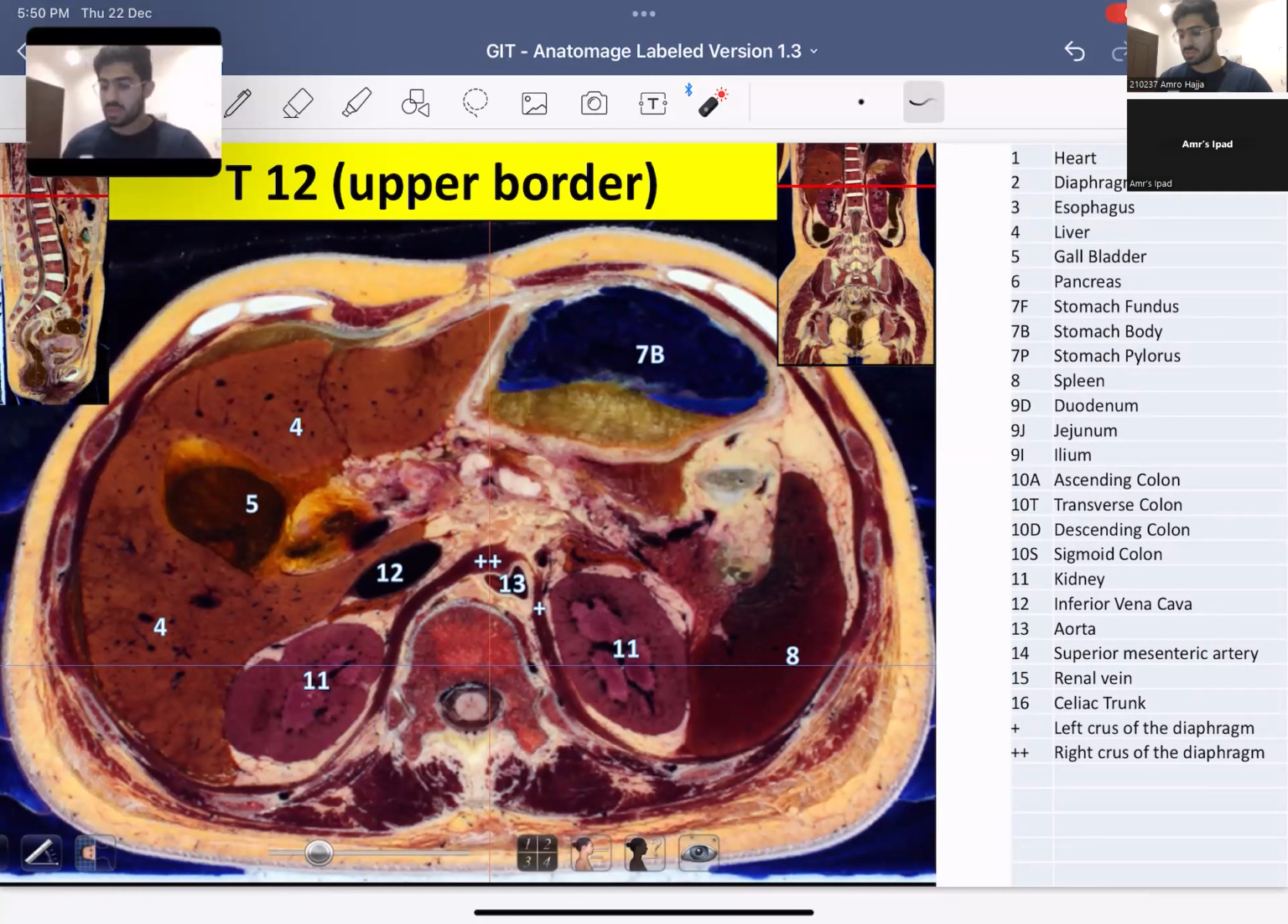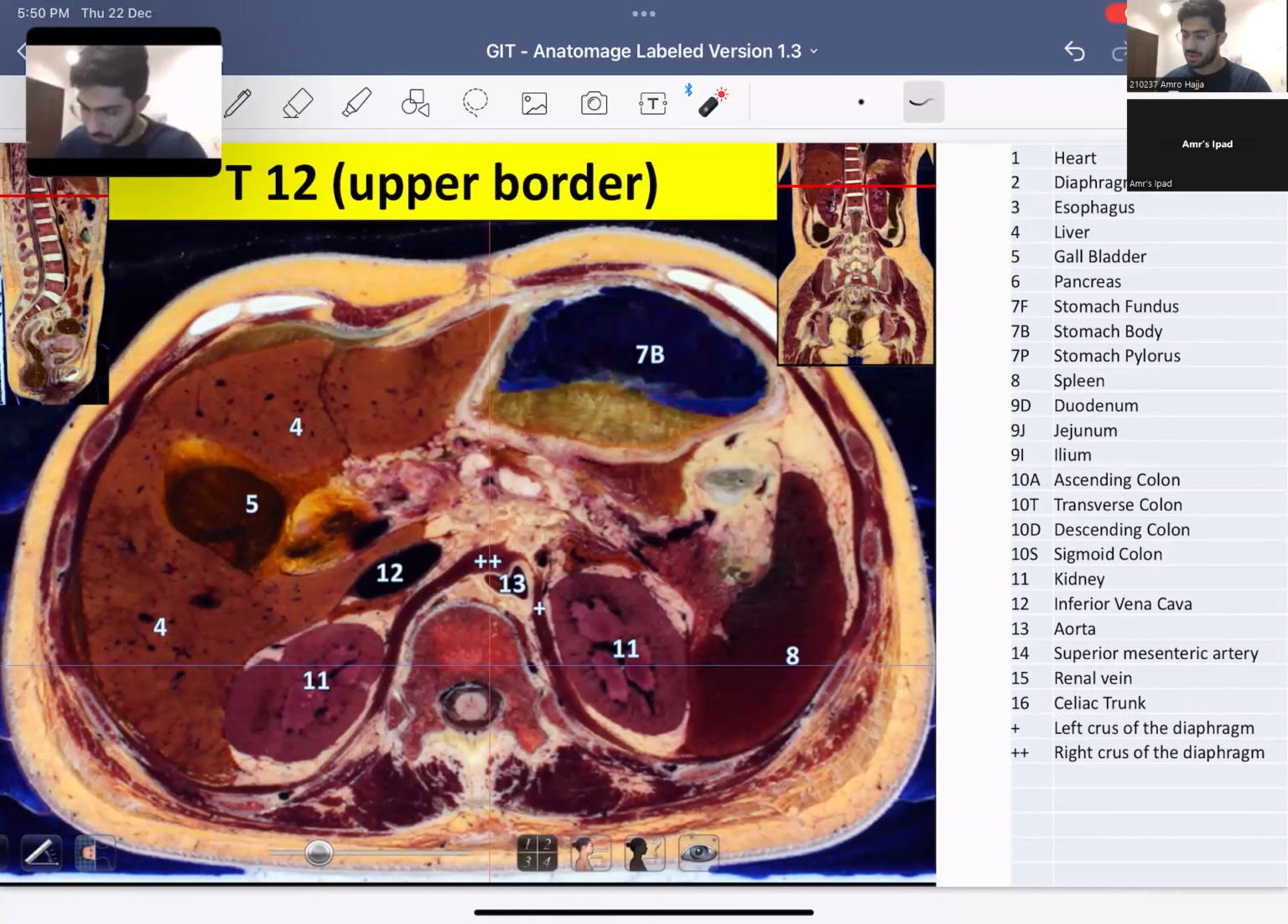Okay. Now let's just orient ourselves. Here we have, this is all going to be the liver. Here we have the gallbladder, and here we have the right kidney. Here we have the inferior vena cava. Here we have the right crus of the diaphragm, left crus of the diaphragm. Here we have the abdominal aorta. Here we have the left kidney. Here we have the spleen, and then the body of the stomach.